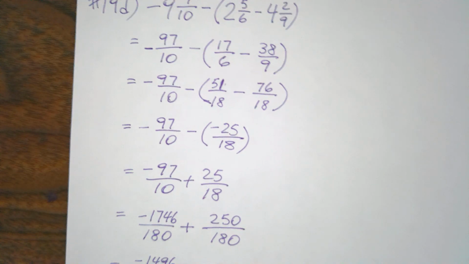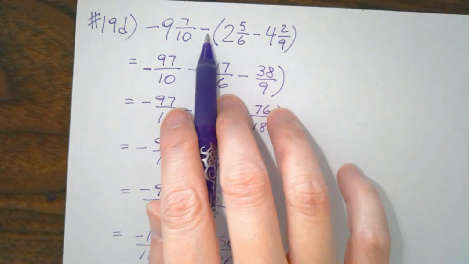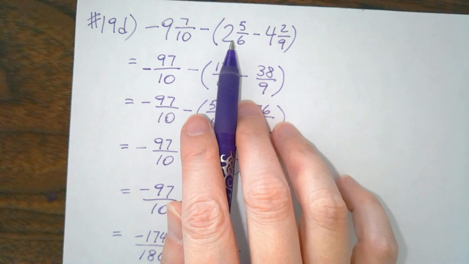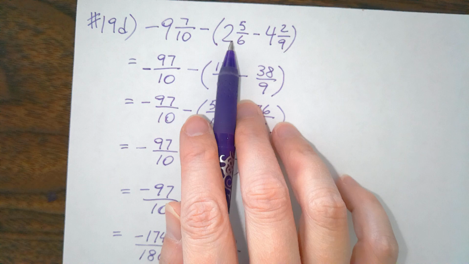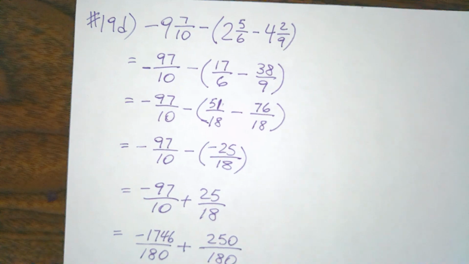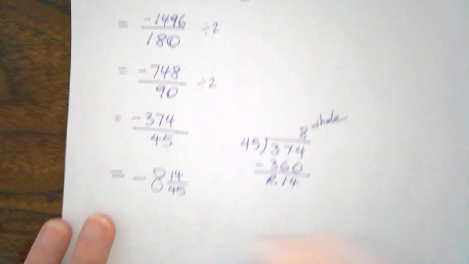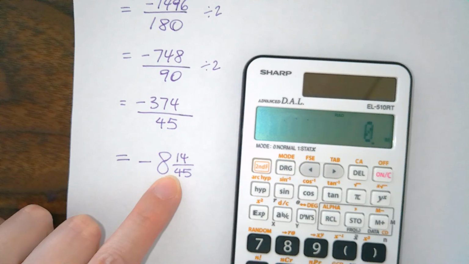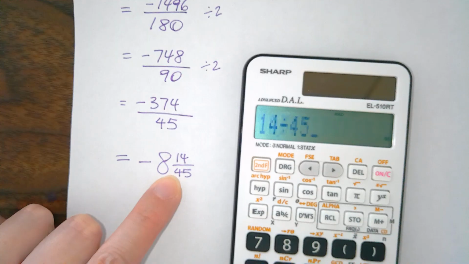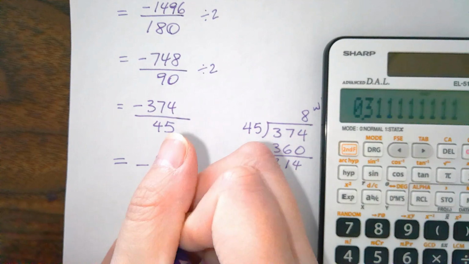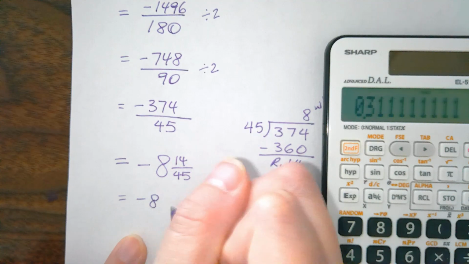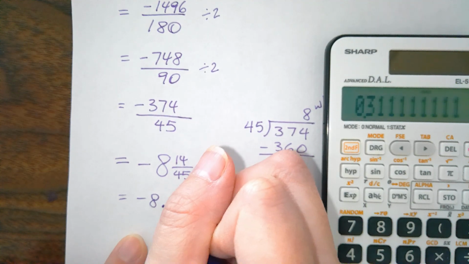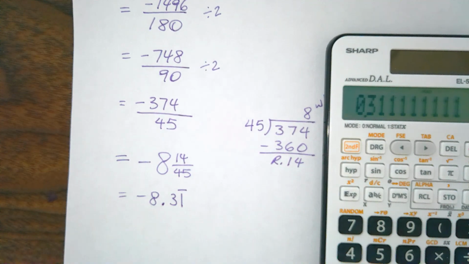The other thing, as I was saying, if you went straight to your calculator and got a decimal answer, that's not going to do you any good in terms of marks. But what you could do is check your answer using your calculator. So for example, this 14 over 45 is 0.3111. So this equals negative 8.31, I guess.